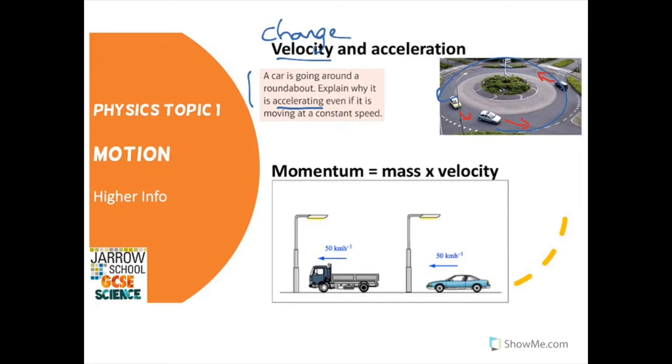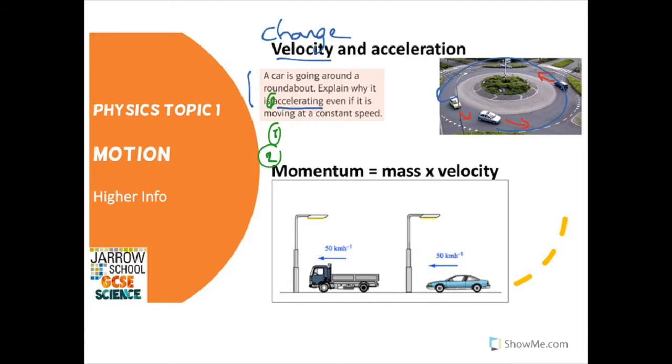So the correct answer, why is a car accelerating even if it's moving at a constant speed? You need to first of all say what acceleration is. Acceleration is a change in velocity, and then you need to explain why its velocity is changing. Because the cars are moving in different directions, their velocities are constantly changing, therefore they are accelerating.